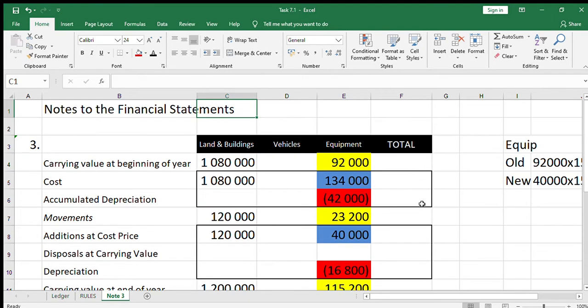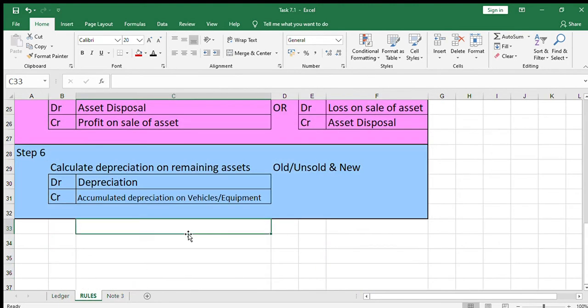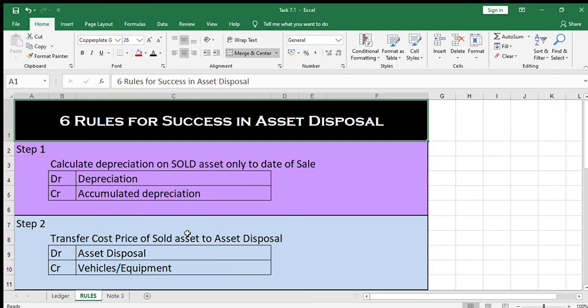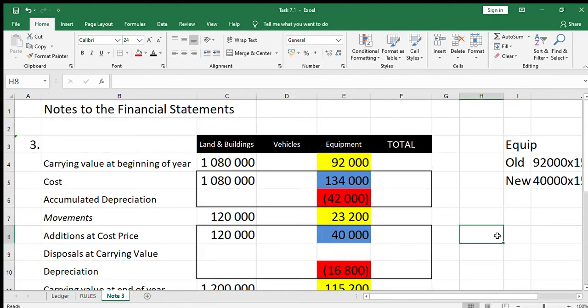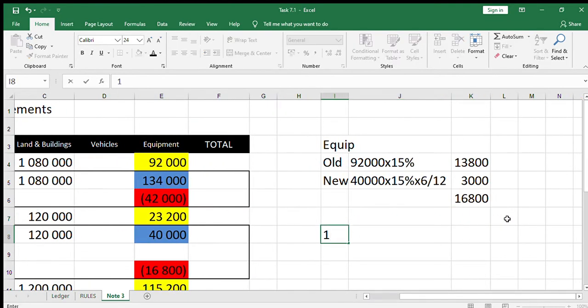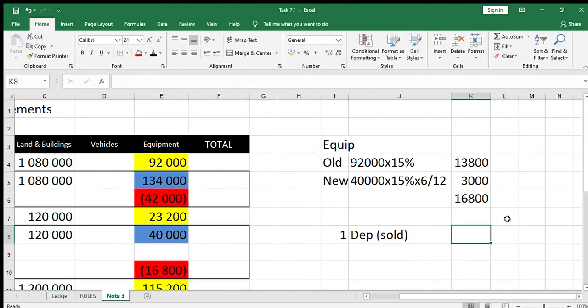So we've basically done with equipment, and now we just have to deal with vehicles. With vehicles, we've got asset disposal. I have put up a note here on this tab with the 6 steps for asset disposal, so that you can use this note in order to do the asset disposal. We're just going to do it quickly on the side here. The first step for asset disposal is to calculate the depreciation up until the date of sale on the sold asset only. The cost price of this vehicle is 90,000. The depreciation method is 20% on cost.